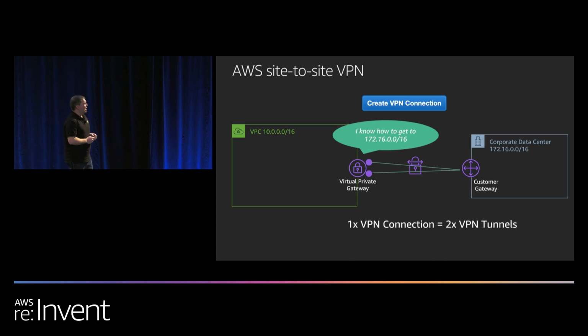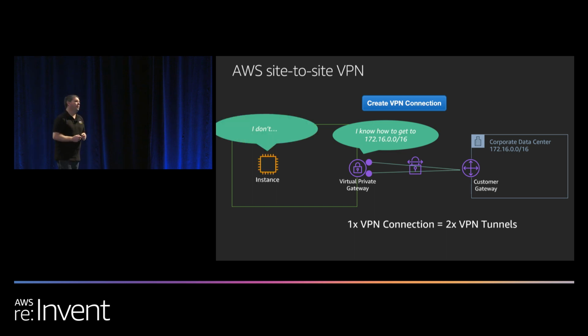So let's go back and think about how we're going to route across this connection. We're using dynamic routing here, so we're using BGP, which means the virtual private gateway has now learned about your data center's infrastructure, the 172.16 range. But actually, what about your EC2 instance? Your EC2 instance is sitting in a subnet with a route table, but it doesn't actually know how to get to the on-premises network. So what do we do here?